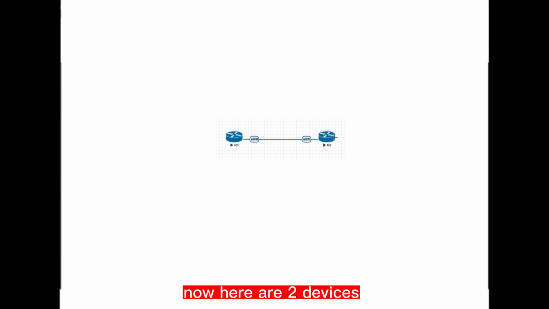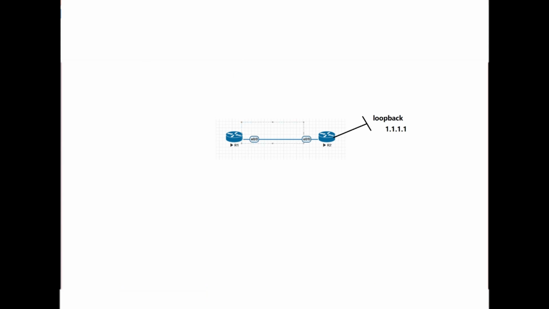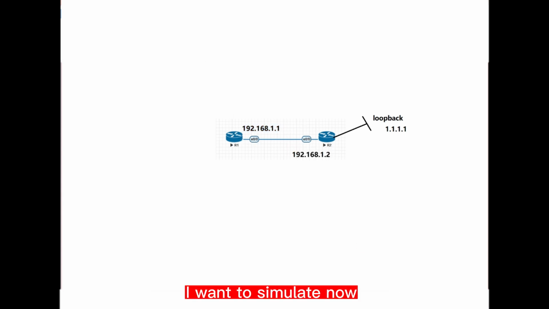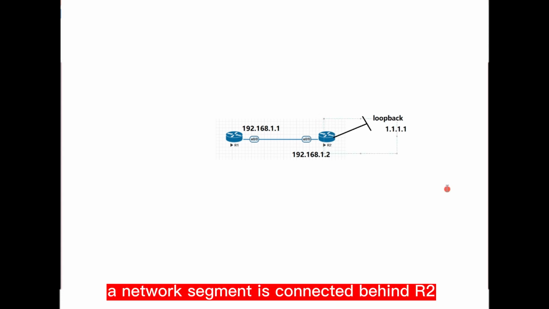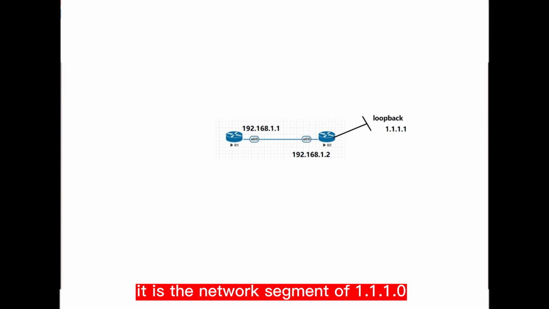Now here are two devices. For the right end, I configure a loopback address, which can simulate a network segment behind it. Plan the address: 192.168.1.1 on the left, and on the right it is 192.168.1.2. I want to simulate now a network segment connected behind R2. It is the network segment of 1.1.1.0.